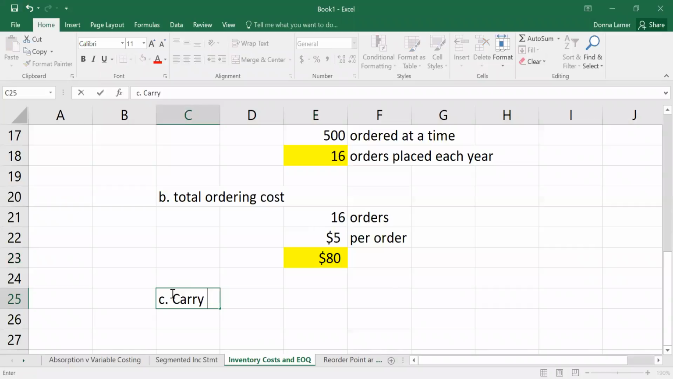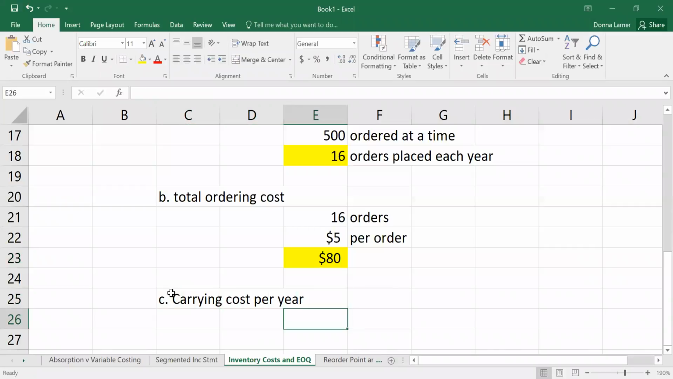And then what's the carrying cost per year? Our carrying costs are going to relate to how many we have in stock. And that's the average number of units in inventory.